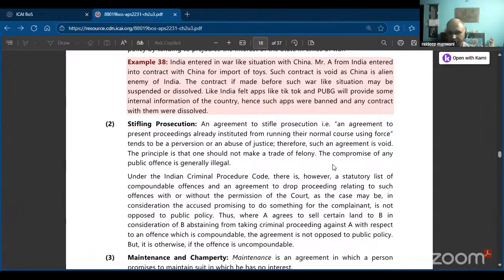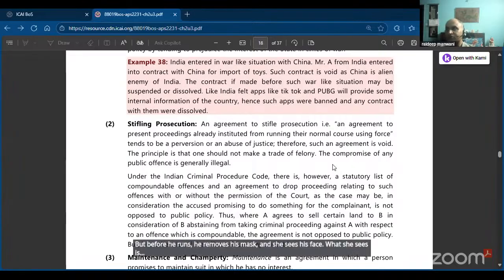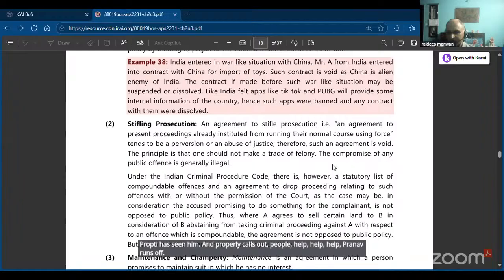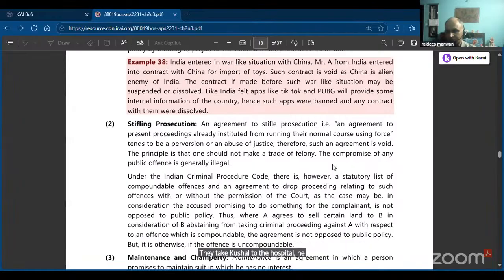And she sees that Pranav is wearing a mask. He stabs Kushal twice and he runs. But before he runs, he removes his mask and she sees his face. Pranav also sees that Prapti has seen him, and Prapti calls out, people, help, help, help. Pranav runs off. They take Kushal to the hospital. He's very seriously injured.